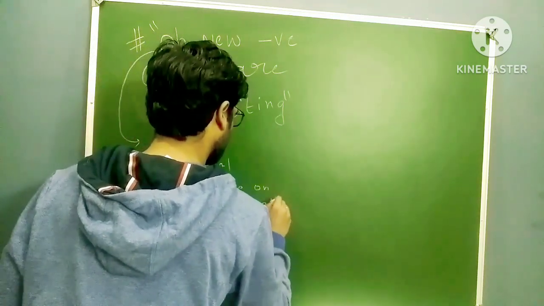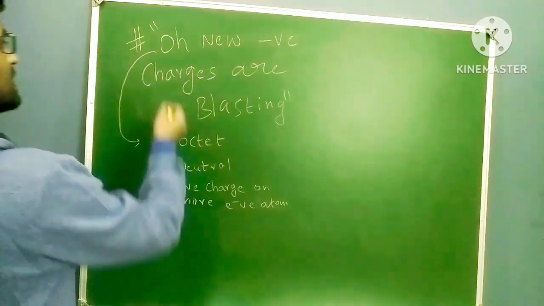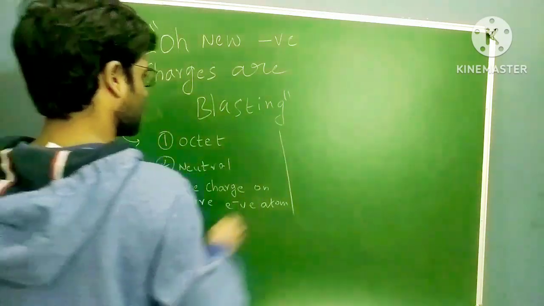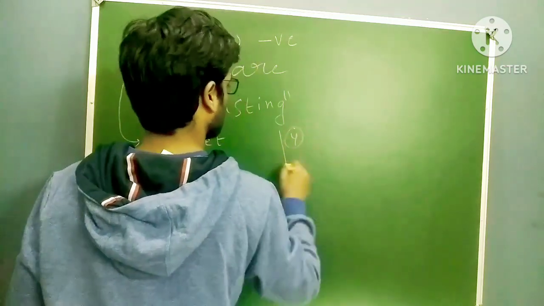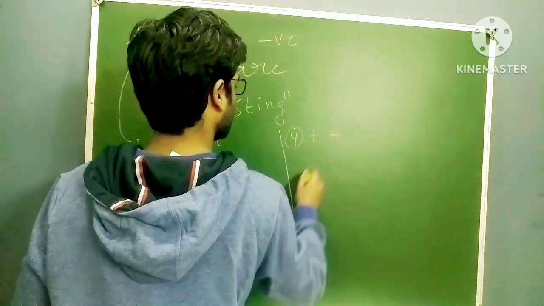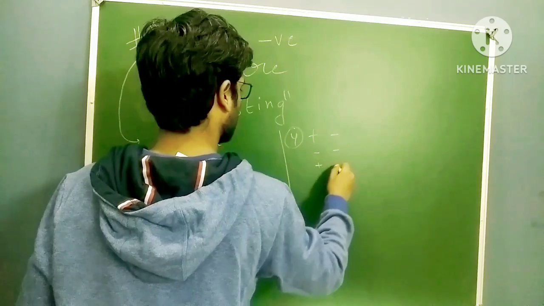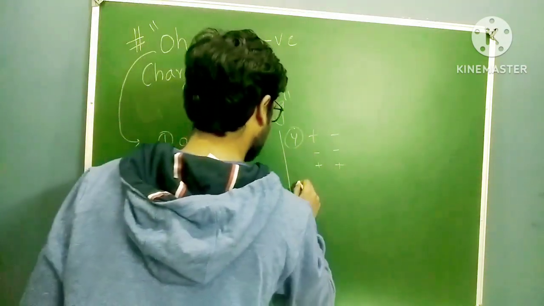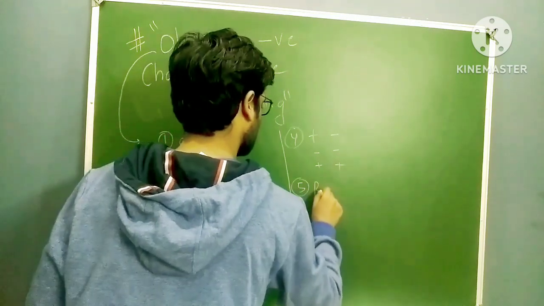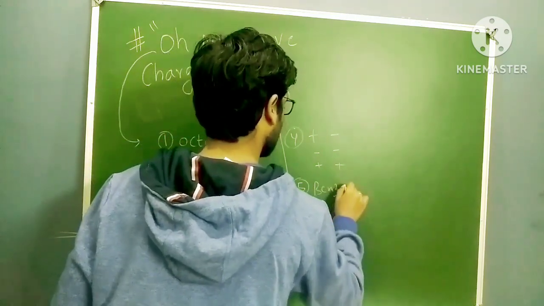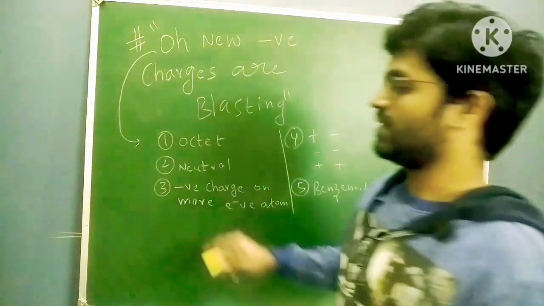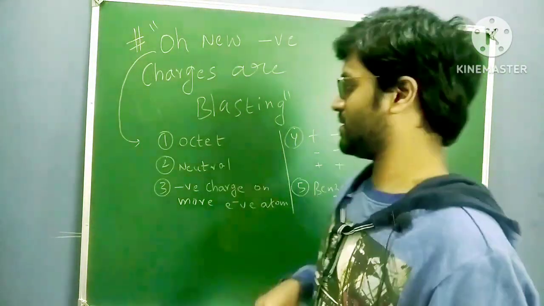Negative charge on more electronegative atom, right? Next, charges. We have so many charges. So the first one, positive, negative, positive, right? Fifth one, blasting means benzenoid compounds. I will explain everyone in a very detailed manner.